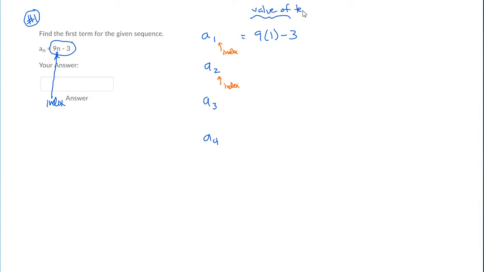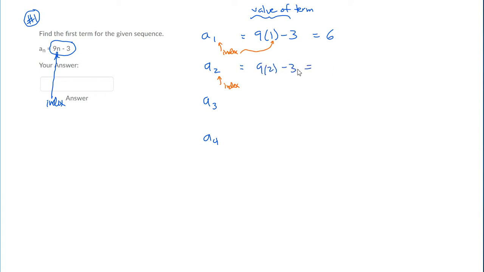And what's interesting again is that within the formula for the value of the term, we're using the value of the index within that formula. So that takes a little bit of getting used to. But once you get used to it, it's pretty easy. 9 times 1 minus 3, of course, is going to be 9 minus 3, which in this case would be 6. If they ask me about the second term, etc.